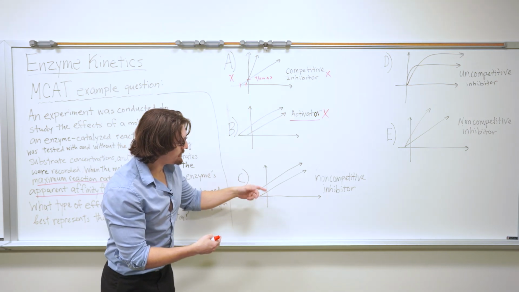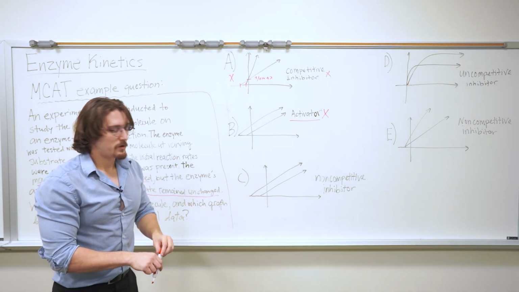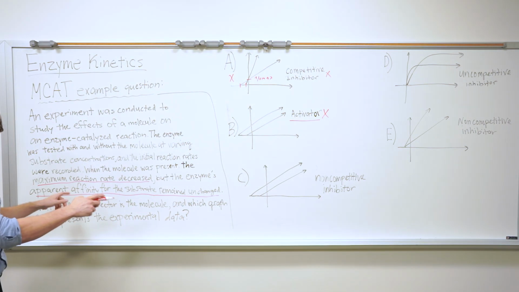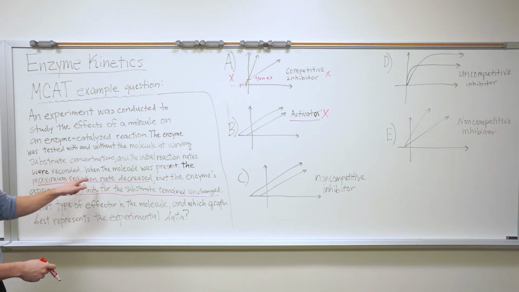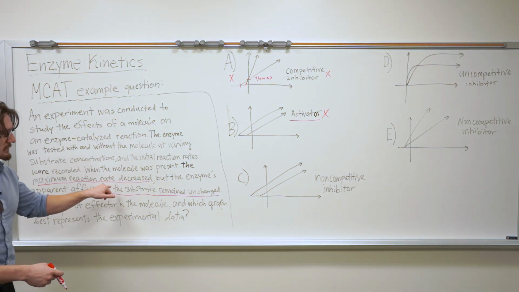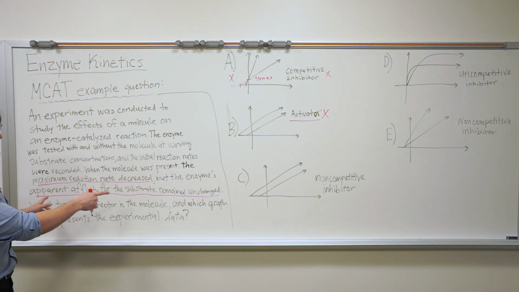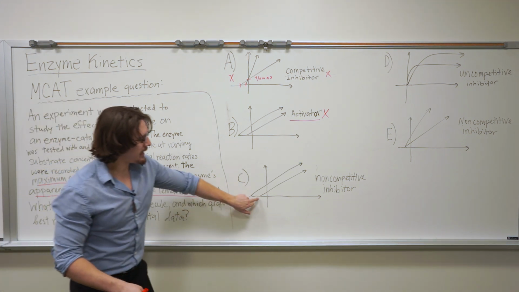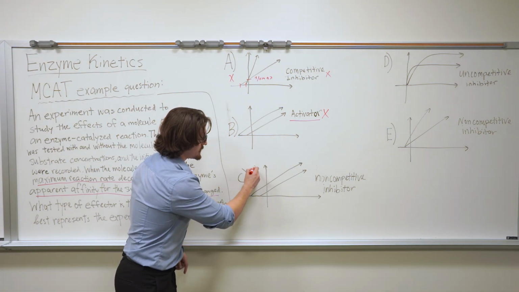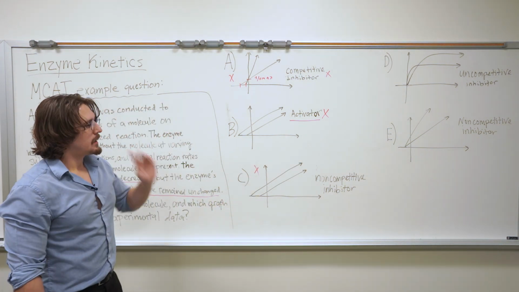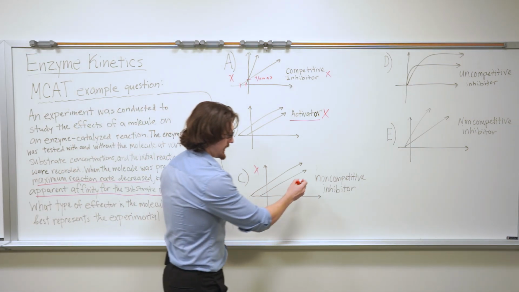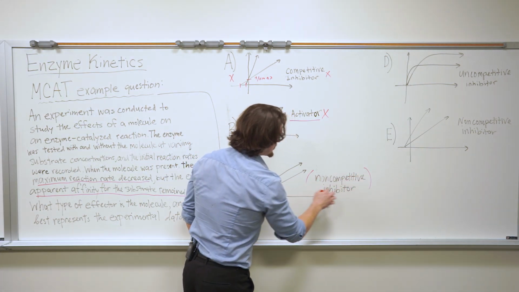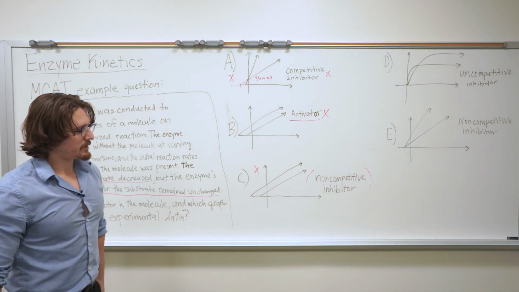And we know that with uncompetitive inhibitors, the apparent Km increases, and then the Vmax decreases. So one part of that is right from the question, because they're saying that the maximum rate decreased. But then they also said the Km remained unchanged. But here the Km is clearly changing, so this is wrong.